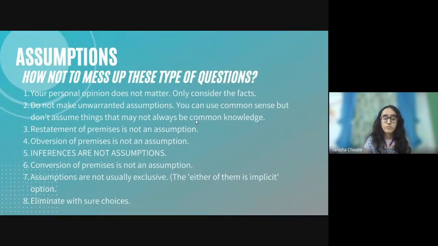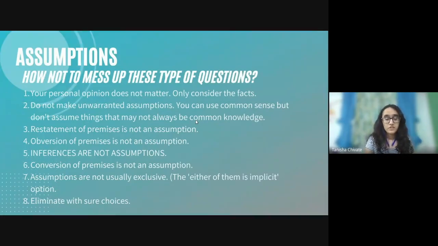Fourth, aversion of premises is not an assumption. Now, what do I mean by aversion? Let's say the statement is, smoking is injurious to health. And assumption one given in the question is, non-smoking promotes better health. This is an invalid assumption. Just because smoking is injurious to health doesn't mean that people who do not smoke are healthy. So don't take that as an assumption at all.